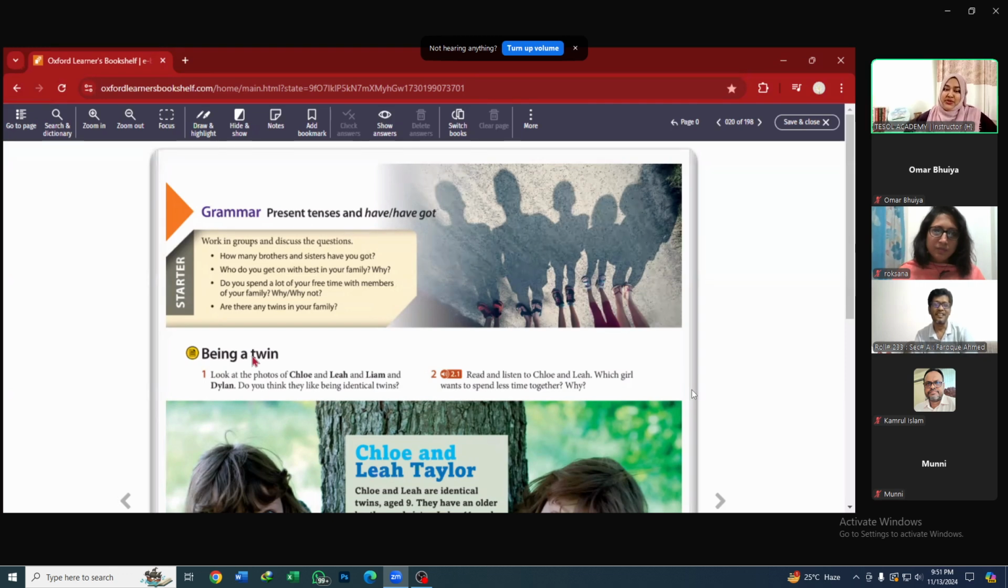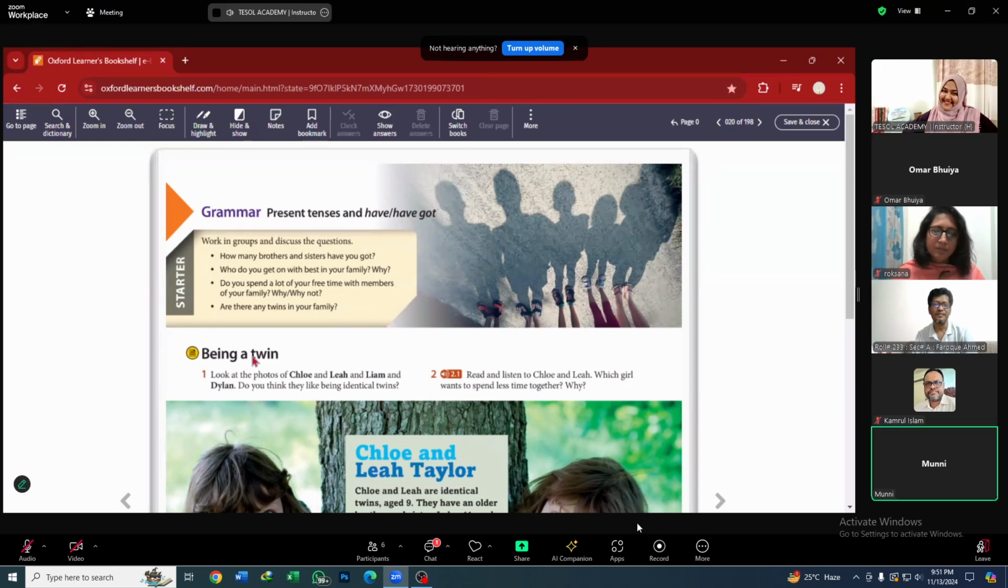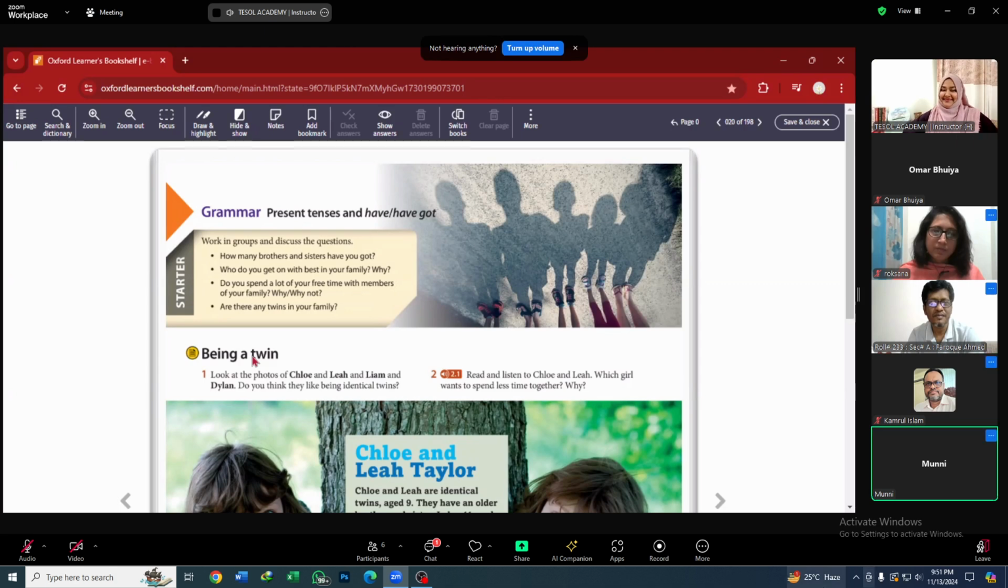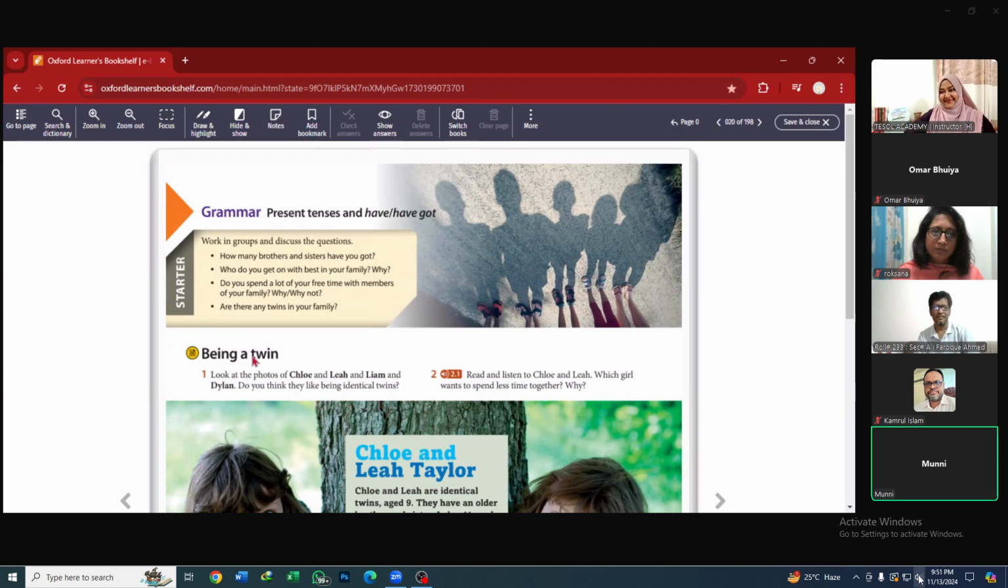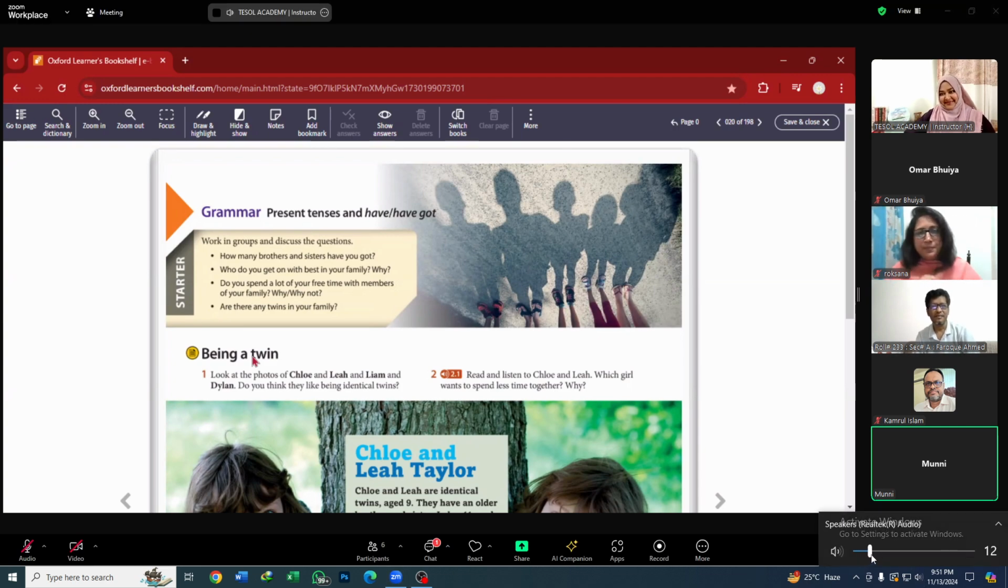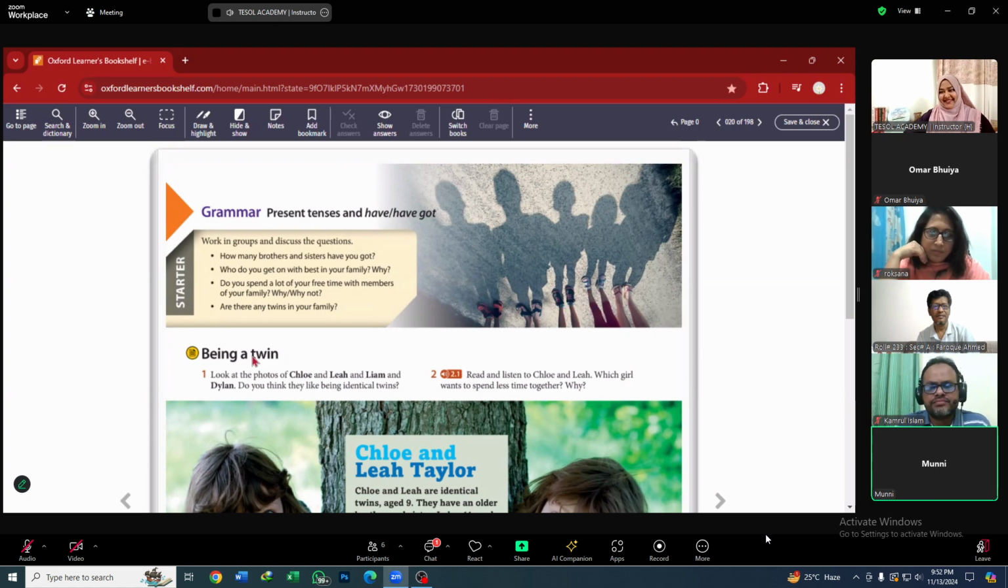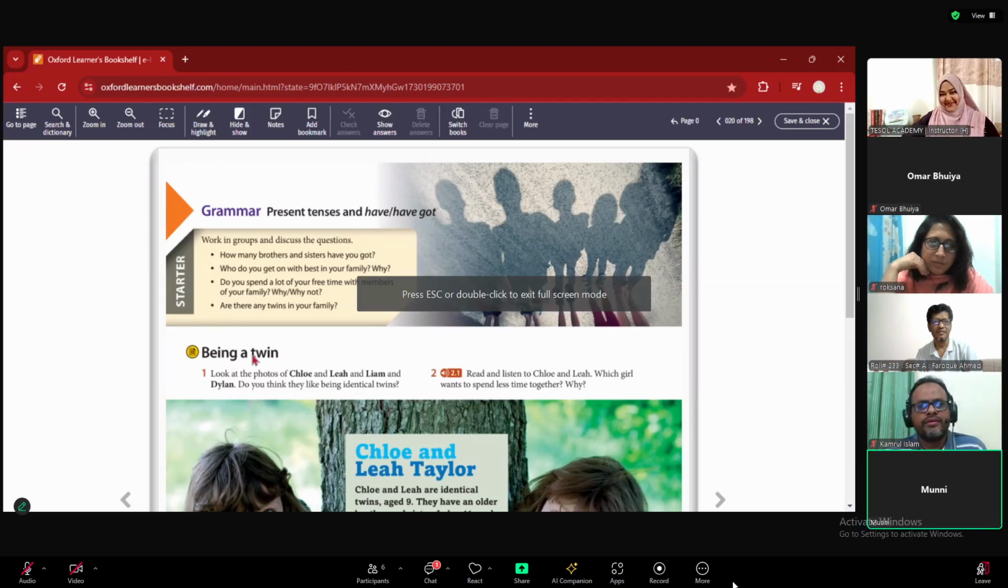What about Miss Munni? Do you spend a lot of your free time with members of your family? Yes, ma'am. Actually, everyone should spend a lot of free time with their family members, because without giving time, the bond with family members will not be strong. So whenever I get my leisure time, I try to spend more time with my family members. Excellent. Very good.